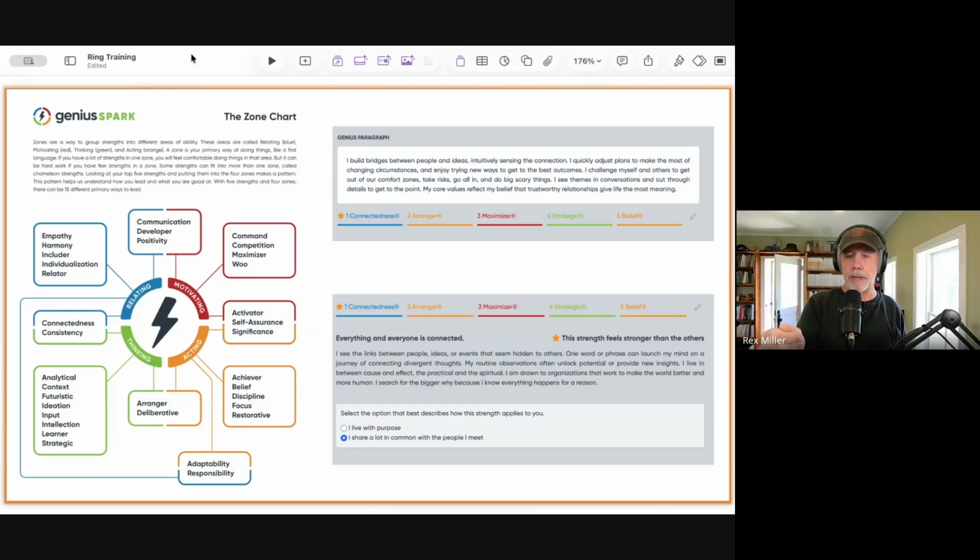Now, the way that gets selected is on the right-hand side where you see the person's genius paragraph. And this particular person has 2 strengths that can be chameleon strengths. Let's see if you can pick the 2 that are the potential for being chameleon strengths. Connectedness. There you go. Yeah, connectedness is one, and then arranger is the other.